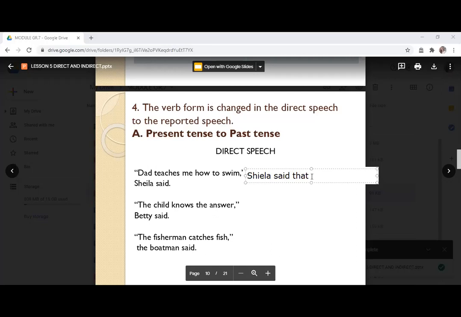So, what pronoun are we going to use? Ano ba si Sheila? Babae, di ba? Her, ma'am. Okay, very good. We will use her. So, Sheila said that her dad, from present tense, we will change it to past tense. What is the past tense? Taught po. Very good. So, Sheila said that her dad taught her how to swim. So, naintindihan? 'Di ba? So, from direct speech, we converted it to indirect speech. Okay, sige. Let's try another example.